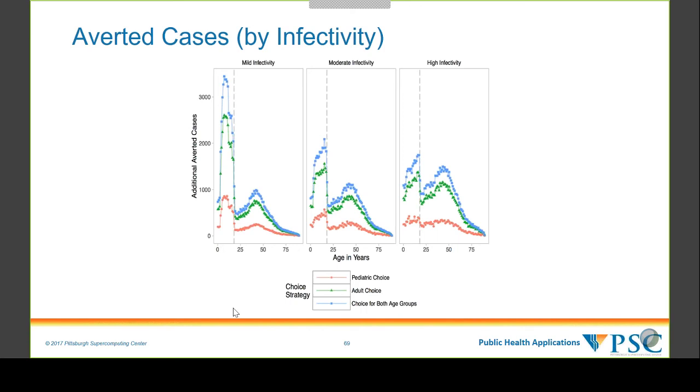By vaccinating adults, the children don't get sick and the children don't spread it, and the relationship is not simply the age group that is vaccinated. You have the indirect effects.